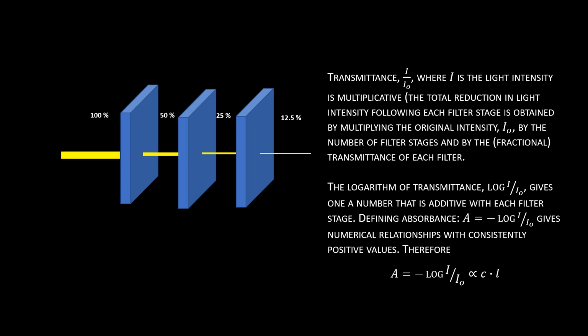The log, however, since the transmittance is a fraction, comes out to be negative, but you can fix that by defining the absorbance as the negative log of the transmittance, and thereby establish that the absorbance is proportional to the concentration times the path length. The proportionality factor we're going to see a little bit later is the extinction coefficient, or the molar absorptivity.